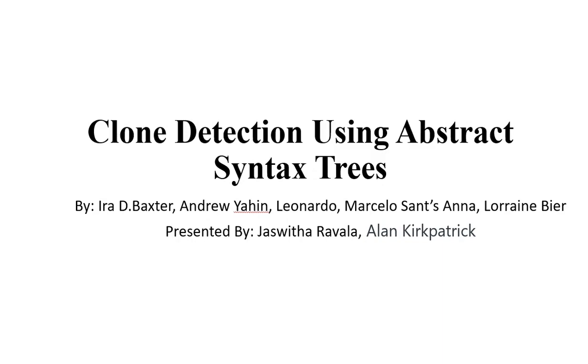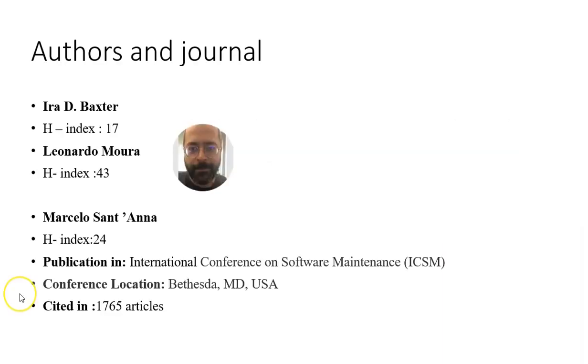Let's get started with authors and journal. Baxter has an H-index of 17, Landro has an H-index of 43, Anna has an H-index of 24. I did not find the other two authors' H-index. This paper was published in the International Conference on Software Maintenance in Maryland. This paper was cited by 176 articles.